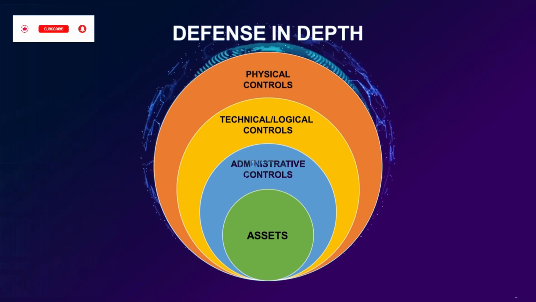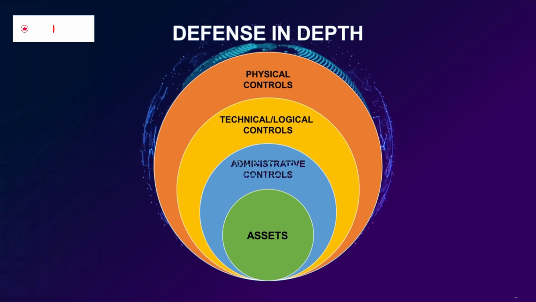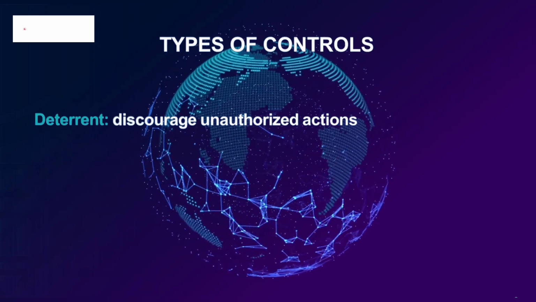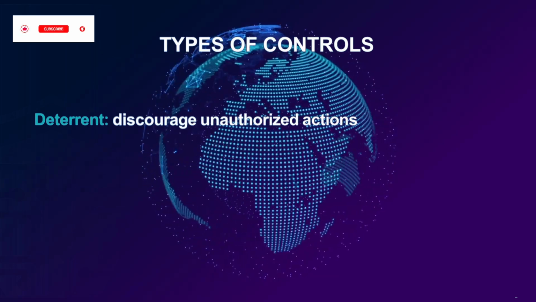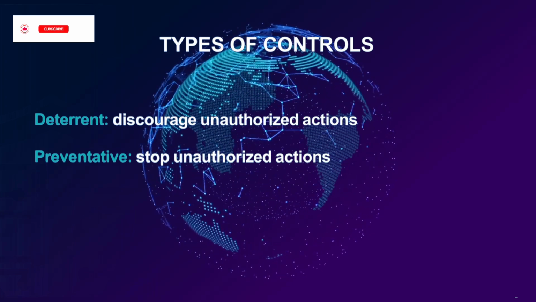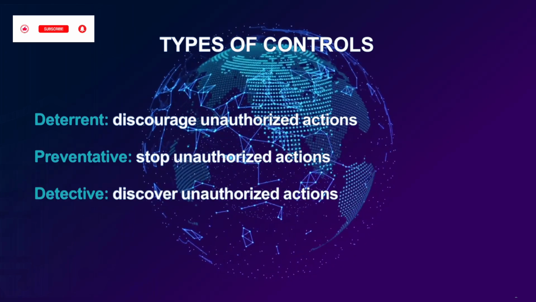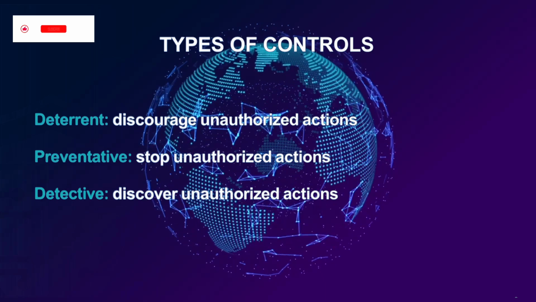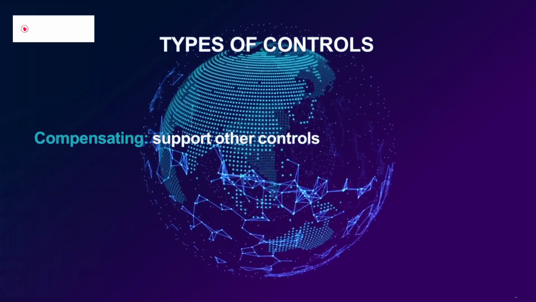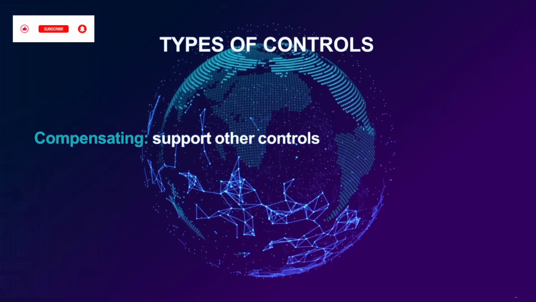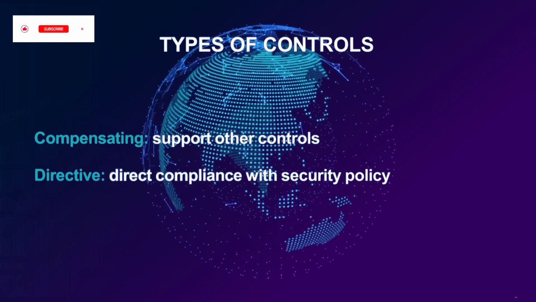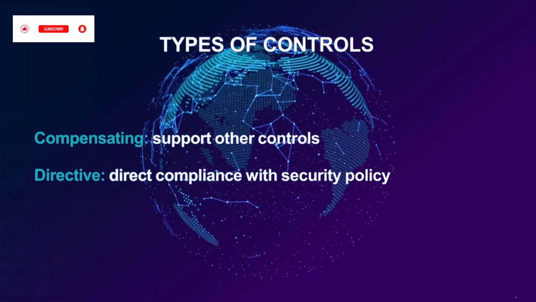For example, we can apply a deterrent control, which is where we want to discourage unauthorized action. We can apply a preventive control where we want to stop or prevent unauthorized action. We can apply a detective control to discover unauthorized action, or a corrective control where we correct or modify unauthorized actions. We can also select something like a compensating control to support other controls. We can select a directive control which will direct compliance with a security policy, and then we have a recovery control, which is where we recover from an event.